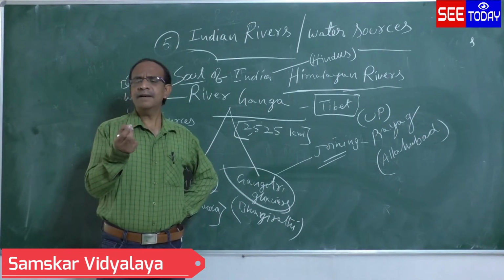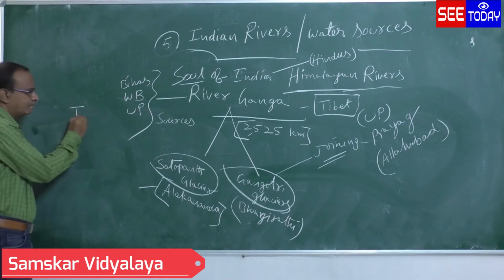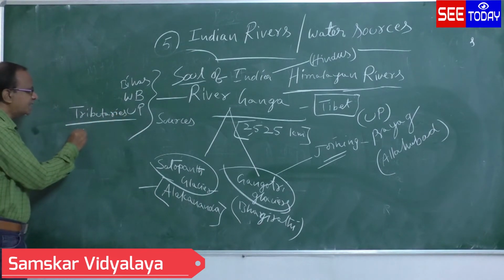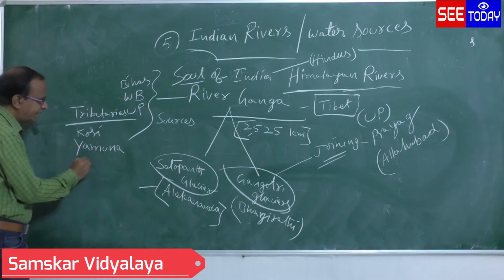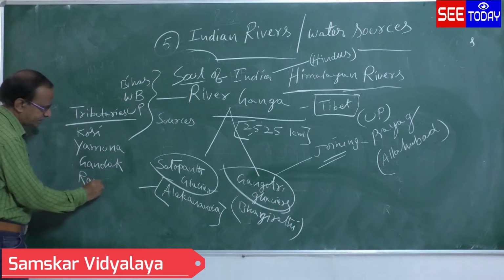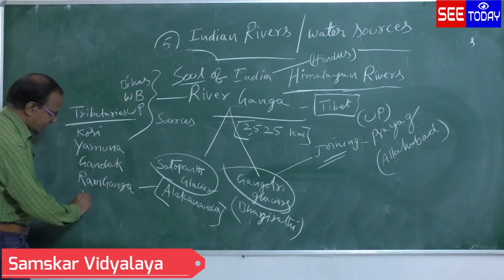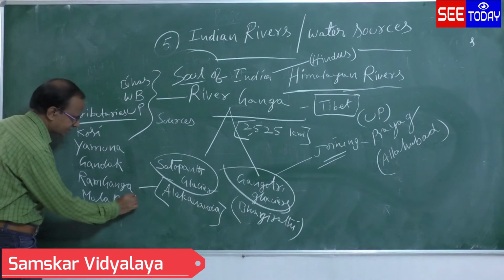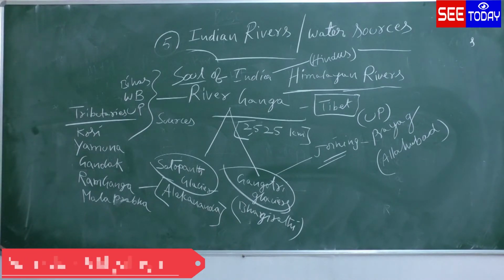And what are the most important tributaries of the river Ganga? Kosi, Yamuna, Gandak, Ramganga, Malaprabha.